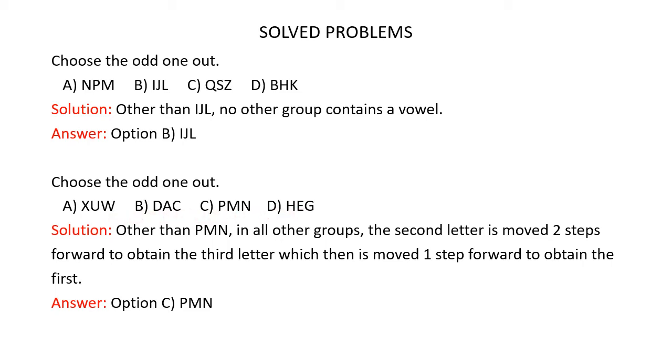When you look at these four groups of letters, you will see that other than PMN, in all the other groups, the second letter is moved two steps forward to obtain the third letter, which is then moved one step forward to obtain the first letter. That is, in option A, U plus 2 is W and W plus 1 is X. In option B, A plus 2 is C and C plus 1 is D. In option D, E plus 2 is G and G plus 1 is H.